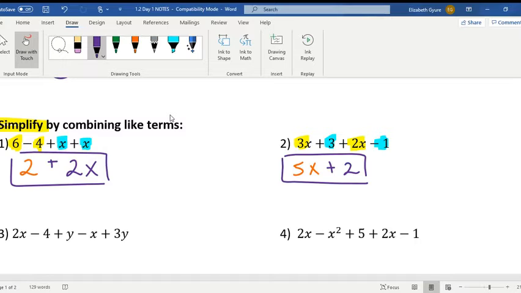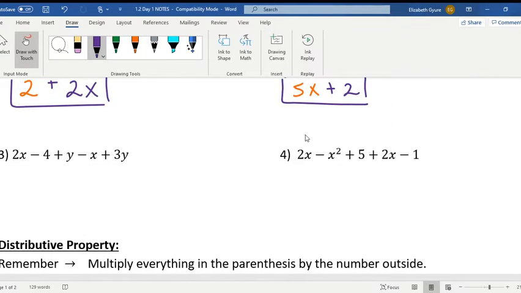Okay, so Mason, the sign you use depends on the numbers you have here. See how this 3x is positive, this 2x is positive, so you add. This 3 is positive, this 1 is negative, so you subtract. Does that help, Mason? Okay, cool.